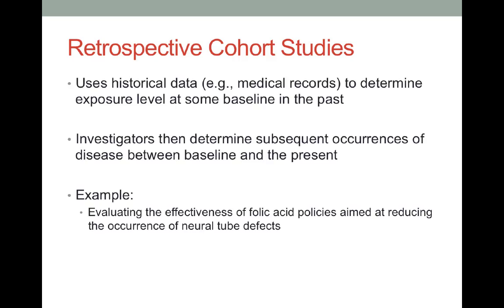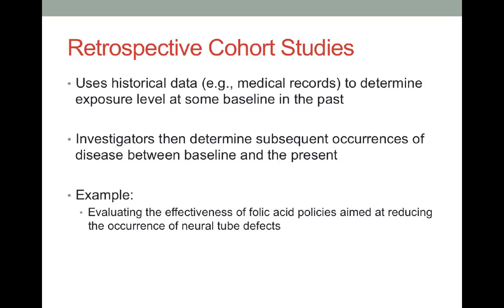Retrospective cohort studies study a group of individuals who were exposed to something in order to determine the influence that it had on the development of the disease. It compares a group that had the exposure to those who didn't have the exposure and then looks at the rates of the same disease. So in this example, you could look at the rates of neural tube defects of newborns before a policy was made and then after a policy was made to see if the rates of neural tube defects decreased after the policy was implemented.